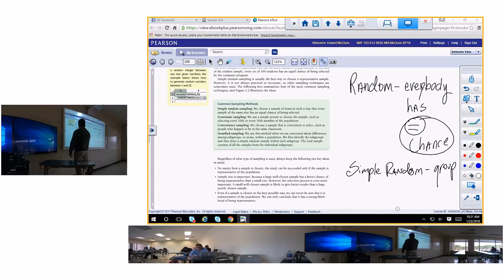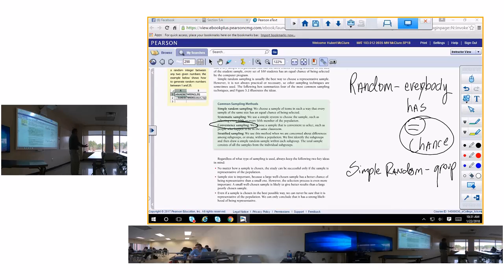Convenient sample. Convenient sample is the least used. Why? Because it's the most what? Why do you think it's called convenient sample?